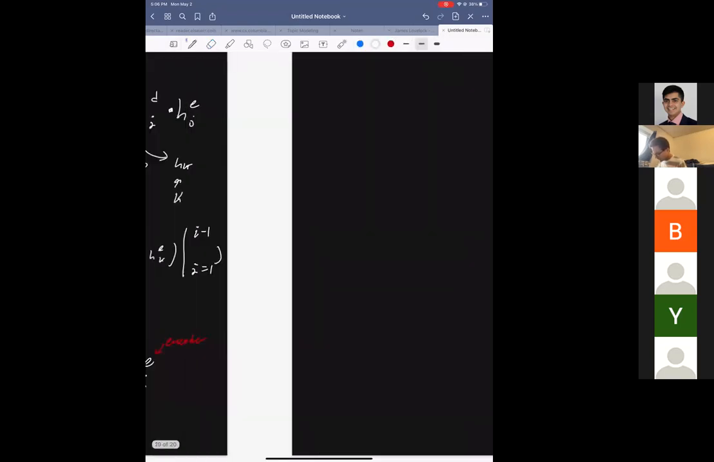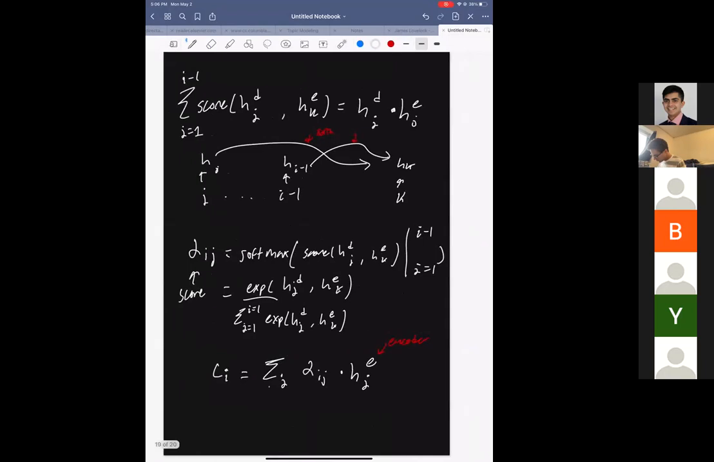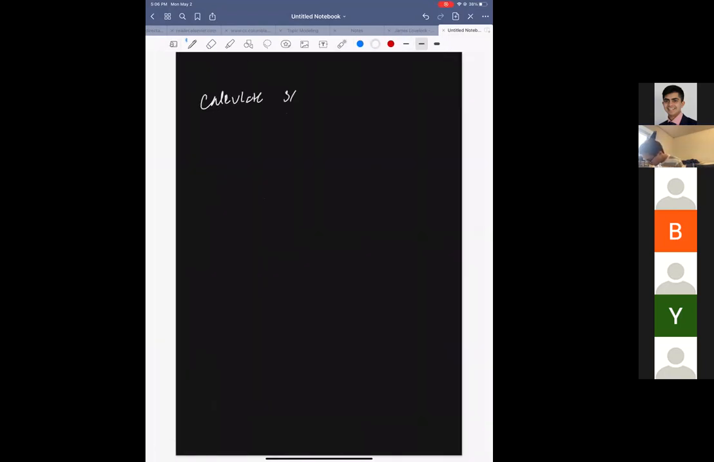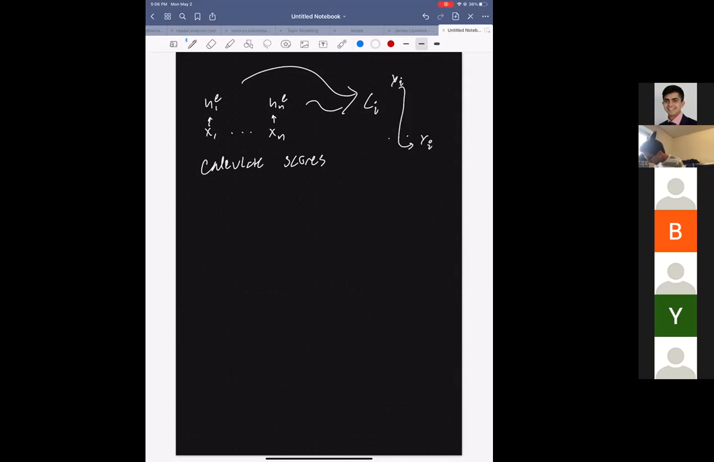rewrite this on a different page. So, calculate scores. We have our x1 to xn. These are h1 to hn, the encoding states. And this is all going to be passed into some context I. And let's say that we're at yi. Yi is going to take from the previous state yi minus 1, and it's going to be a decoder state I, making a yi plus 1. And so this context is going to be used to flavor up the decoder state.